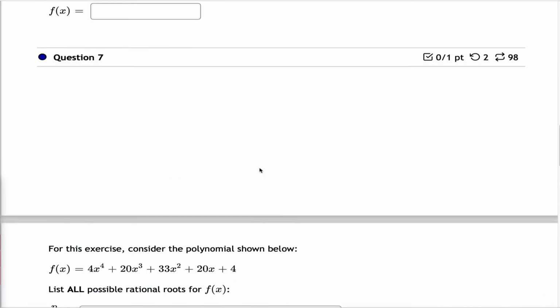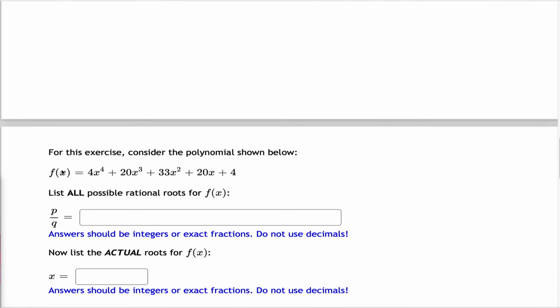Oh, this problem's miserable. Okay, so the idea on question 7 is you're given this polynomial, and you want to list all the possible rational roots for this polynomial. I don't know why all is in bold, possible should be in bold.